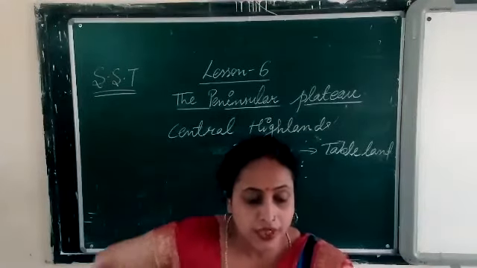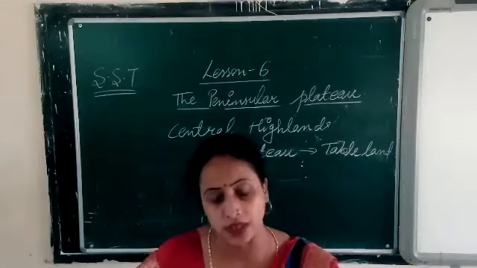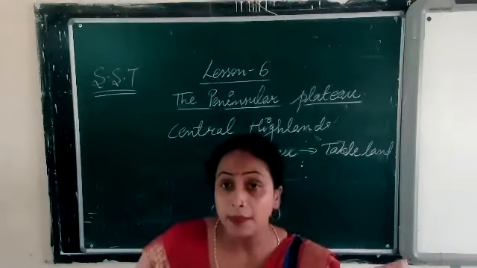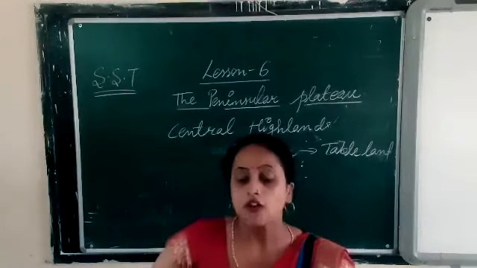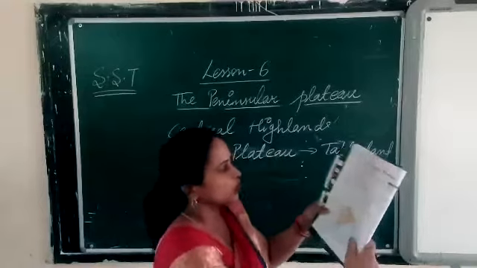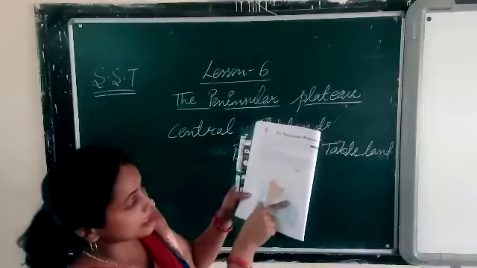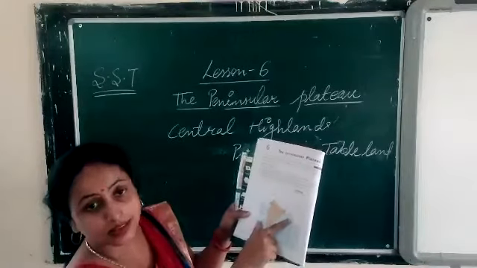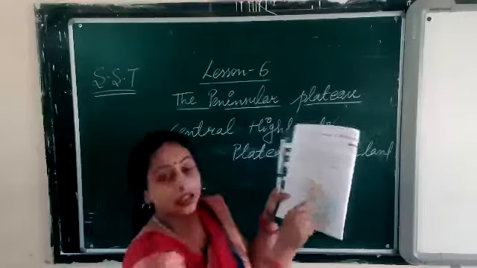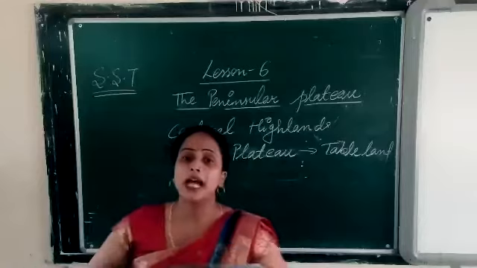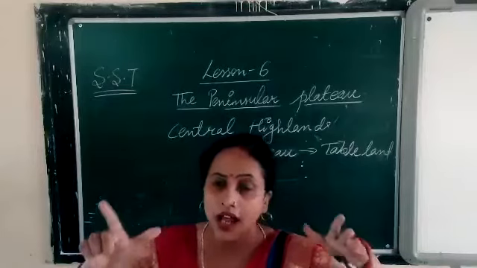Okay. Now the rivers Narmada and Tapi, which begin in the Vindhya hills, flow westward. The Narmada and Tapi begin in the Vindhya hills and flow towards the western part. Clear? When you see the map, it will be more clear to you. Okay. Now this is about the Central Highland.